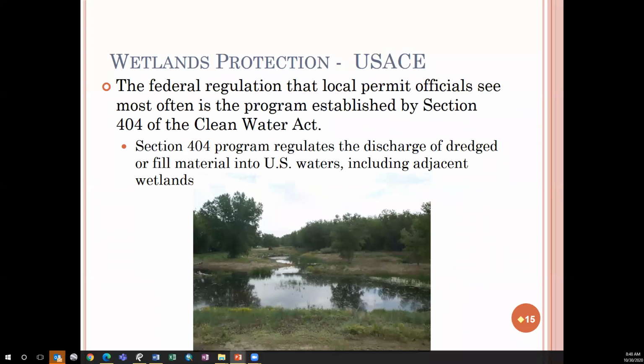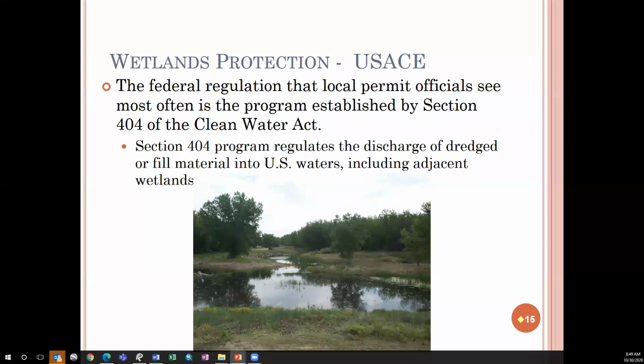Wetlands protection. This is probably one of the more well-known federal regulations when you're working in or near waterways. Section 404 of the Clean Water Act, discharge of dredged or fill material into U.S. waters. So the 404 is not just wetlands. It's anything in the stream.